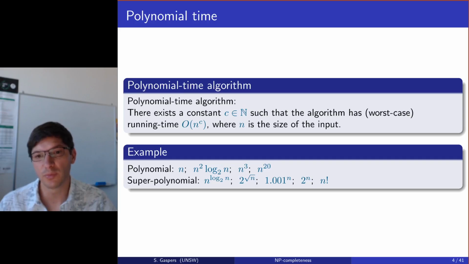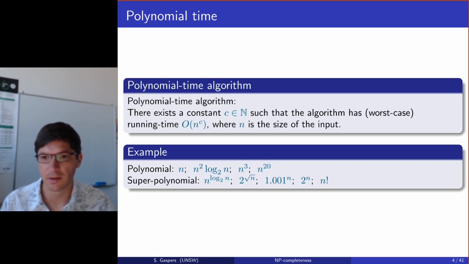And then we have super polynomial running times. So we have n to the log n as a super polynomial running time, and everything where the running time is asymptotically larger than polynomial is super polynomial, such as sub-exponential times like 2 to the square root n, or exponential times like 1.001 to the power n, 2 to the power n, n factorial, and so on.